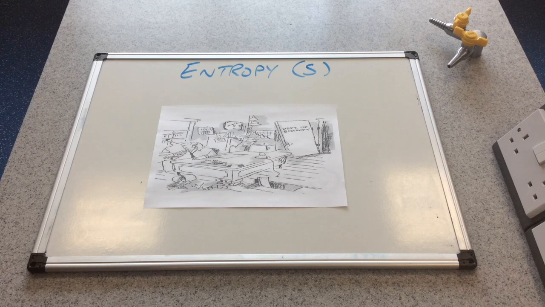you can see that the office is in a real mess, and that's because entropy is all about the amount of disorder in a substance or a system. So entropy is a measure of disorder. The more disordered something is, the higher its entropy. The more ordered it is, the lower its entropy.